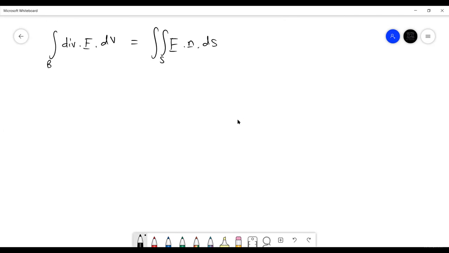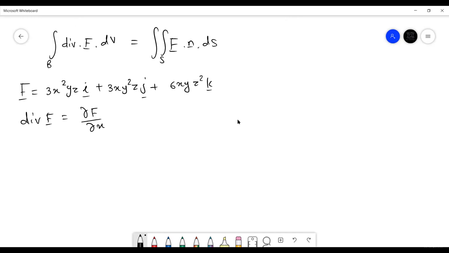To find the LHS, we need to know the divergence of F. So F is given to us as 3x squared yz i plus 3x y squared z j plus 6x y z squared k. So divergence of F is partial F over partial x plus partial F over partial y plus partial F over partial z.